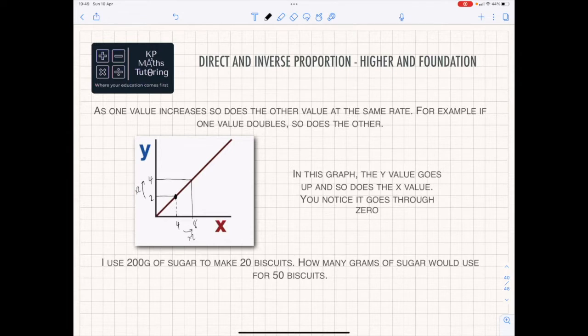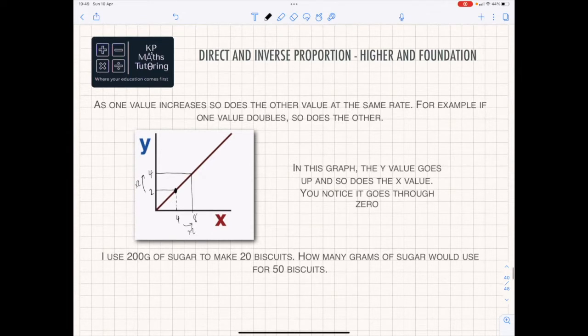Now let's look at an example in context. We've got this example at the bottom. It says I use 200 grams of sugar to make 20 biscuits. So how many grams of sugar would be used for 50 biscuits? Well, we can go 20 biscuits first of all equals 200 grams, and I want to get to 50.